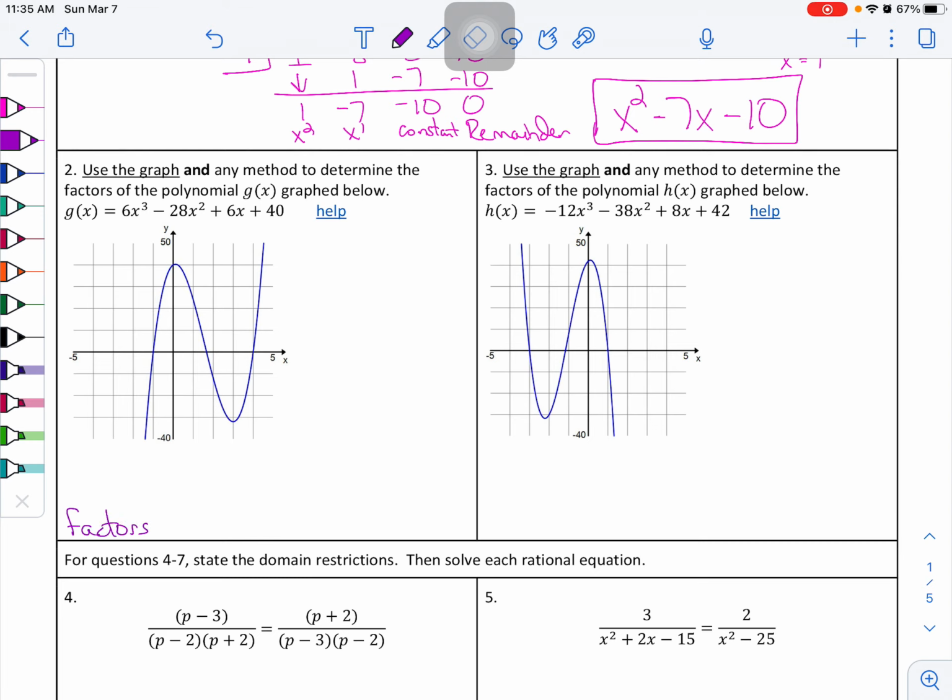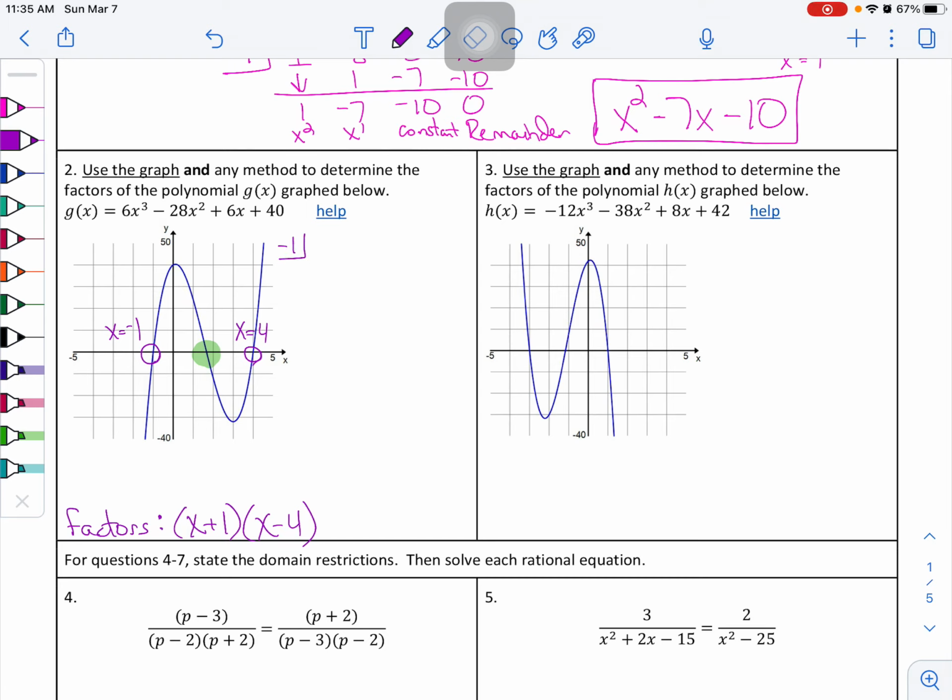Okay. Number 2 and number 3 are similar problems. Use the graph in any method to determine the factors. All right, so we need some factors down here. So first things first, I know that this is x equals -1, which means the factor would be x plus 1. And I know that this is 1, 2, 3, x equals 4, which means the factor would be x minus 4. The problem is I have a factor sitting right there, that's the green one that I just highlighted, that I don't know what that factor is.